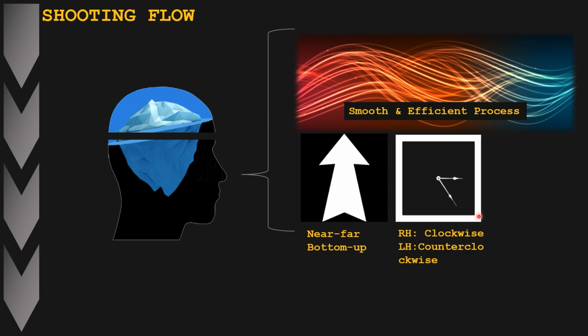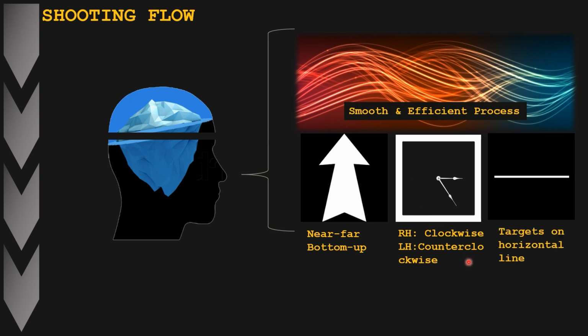The second principle requires you to shoot targets in a clockwise manner if you are a right-handed shooter. If you are a left-handed shooter, you shoot targets in a counterclockwise manner. The third principle implies that you shoot as much as you can targets that are lined up in a horizontal manner. These are the three main principles.